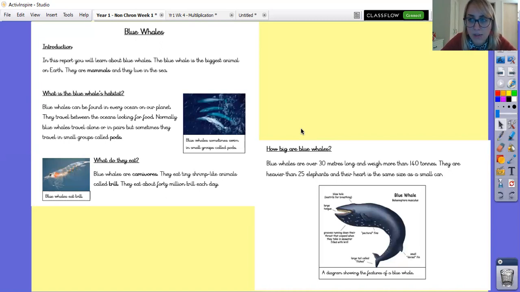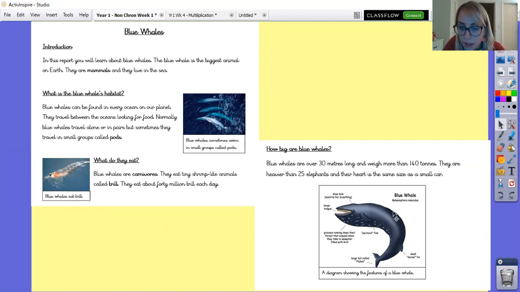Fantastic. Okay, so lots of information about blue whales. Now, as well as the writing under our subheadings, there's some other writing here under our pictures. So this picture here, I can find out what it is showing by reading the caption. Let's read the caption. Blue whales sometimes swim in small groups called pods. Okay, so that's showing a picture of the whales swimming in a small group, which we know is called a pod. Okay, now in this picture, I have some sort of creature. Blue whales eat krill. Okay, so that picture must be of what a krill looks like.